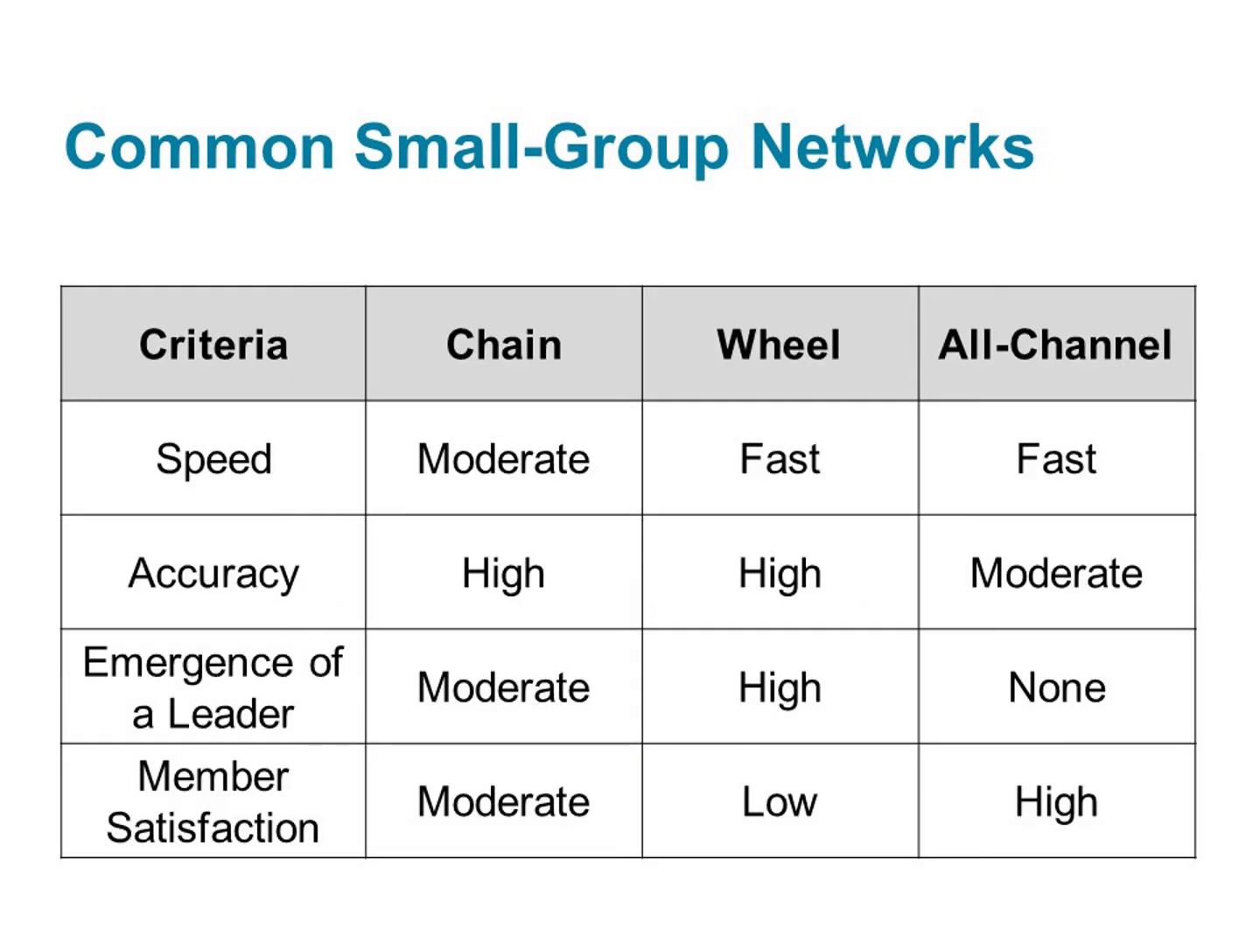When we create a team, which one of these networks is best? It depends on the situation. This table is based on the research and can help us choose the best kind of network. If we need to communicate quickly, wheel and all-channel networks are probably best. If we care more about the accuracy of information, chain and wheel networks work well. If follower satisfaction is important, as I just mentioned, the all-channel option might be the best.